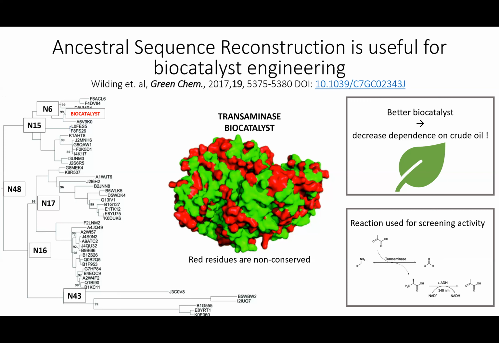The non-conserved residues are shown in red on the enzyme model. And you'll notice that they are spread all across the enzyme. They aren't localized, which is interesting. So they use this, the reaction on the bottom right, for screening.